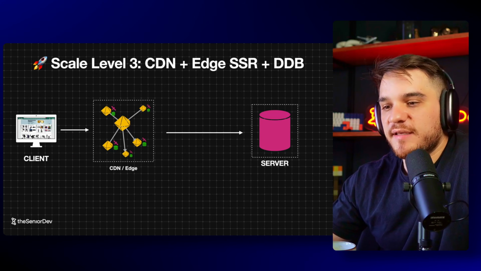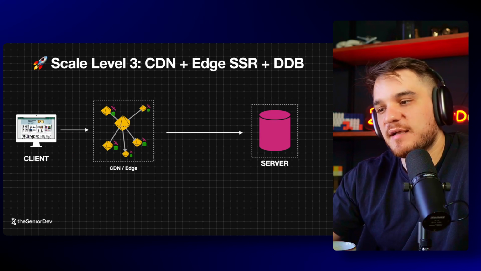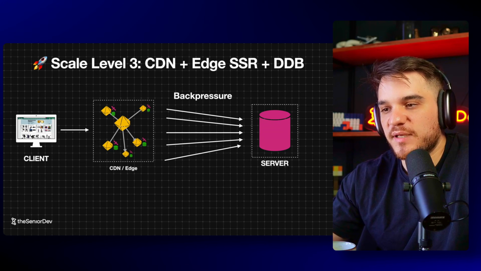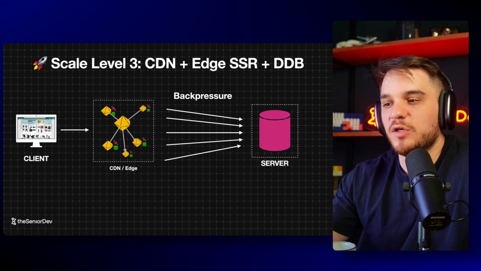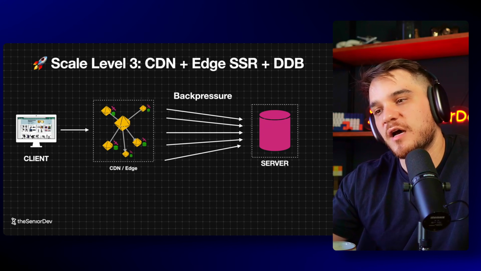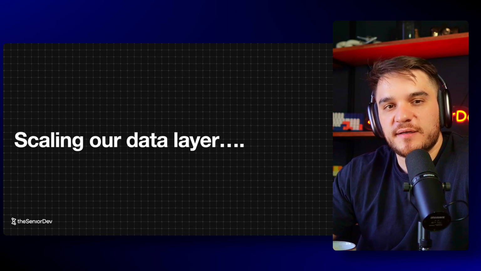Now, at scale level 3, we had great web performance with our CDN network and edge. But what we didn't talk about is all the pressure that is being placed on the server. And even if this is a front-end system design video, you will need to at least have an opinion on how you would roughly scale the data layer. So let's talk about scaling our data layer.